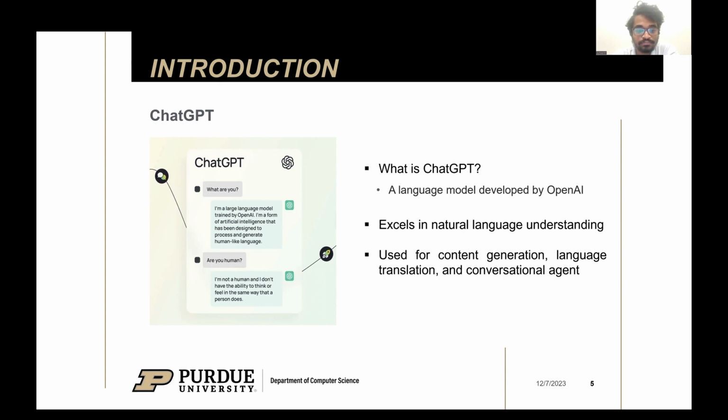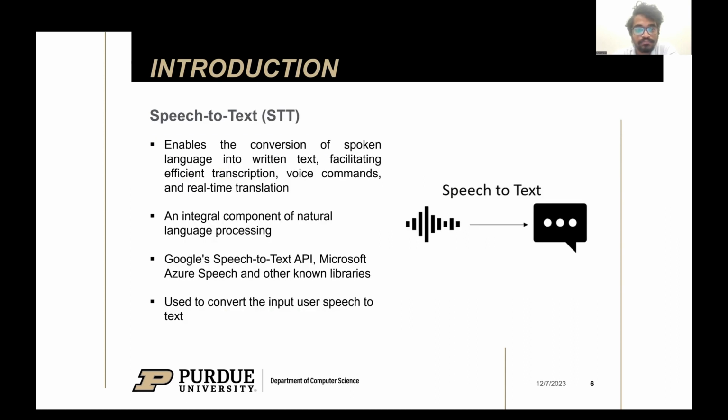Moving on, speech to text technology enables the conversion of spoken language into written text, facilitating efficient transcription, voice commands, and real time translation. As an integral component of natural language processing, the speech to text systems leverage advanced algorithms and neural networks to accurately interpret and transcribe diverse spoken inputs, with applications spanning from transcription services to voice activated assistants. Speech to text plays a pivotal role in making spoken information accessible and actionable in various domains.